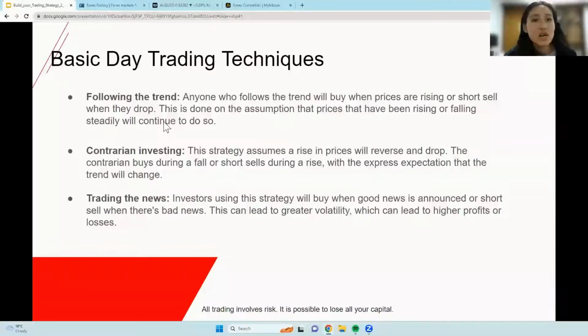Trading the news. We also highly recommend trading the news because investors using this strategy will buy when good news is announced or short sell when there's bad news. And this is really closely linked to investor sentiment as well, which of course can affect the market's volatility as well, but can also lead to higher profits or higher losses.